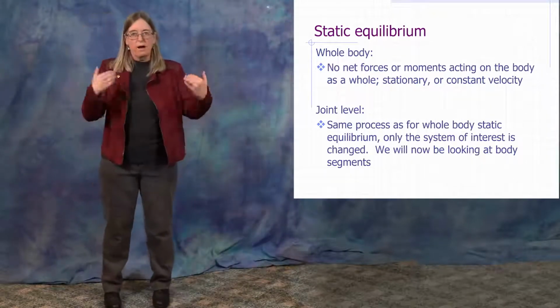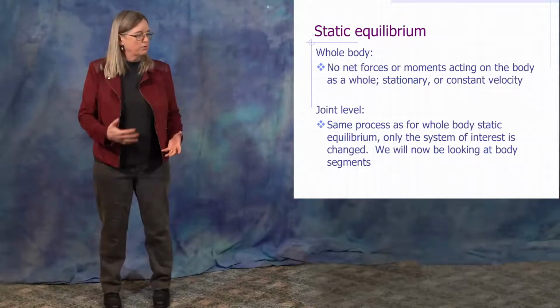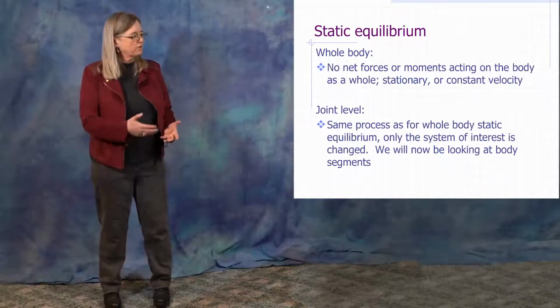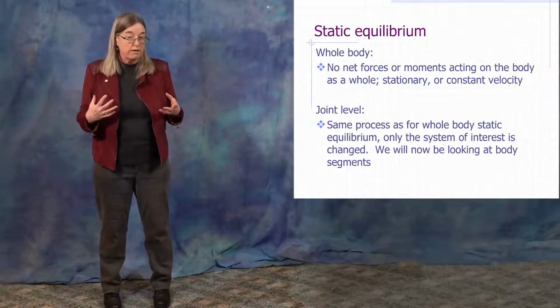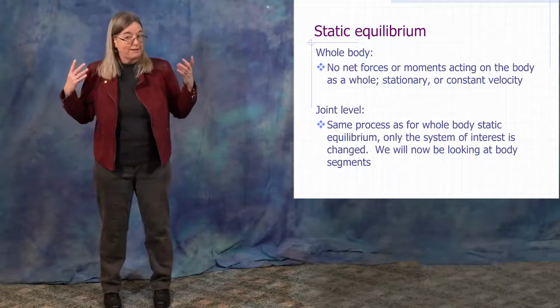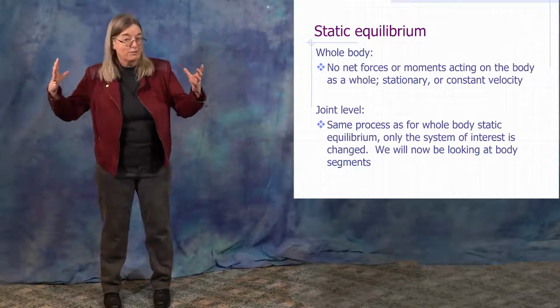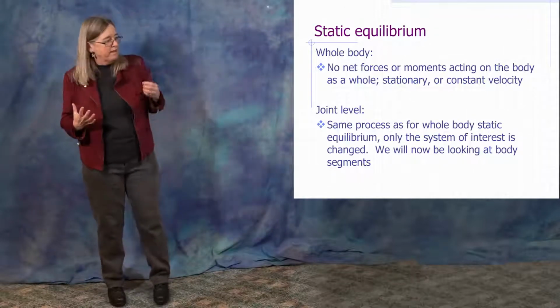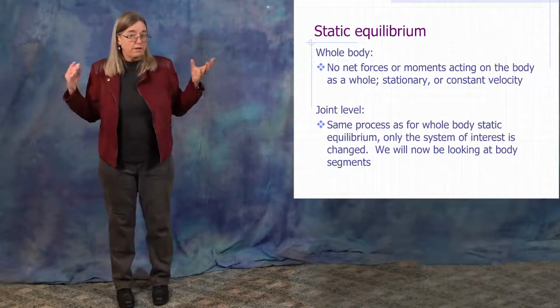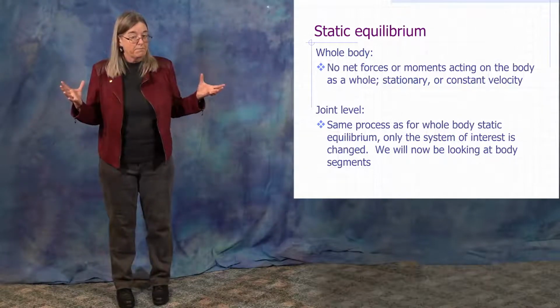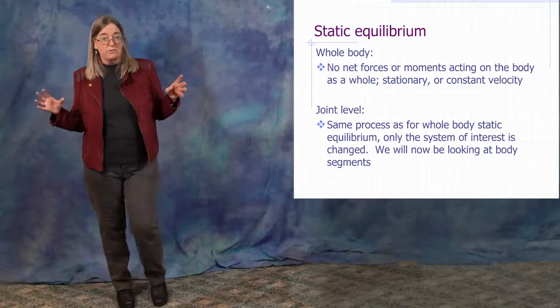So in the whole body, there are, again, no net forces or torques acting on the body as a whole. We're stationary, or we're moving at a constant velocity in a constant posture. And at the joint level, those same equations apply. The very same equations apply.